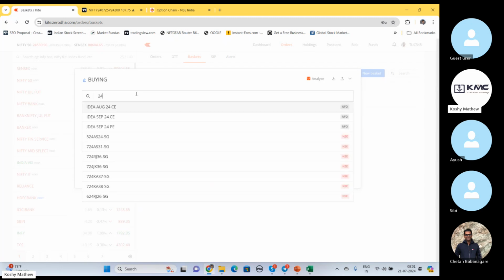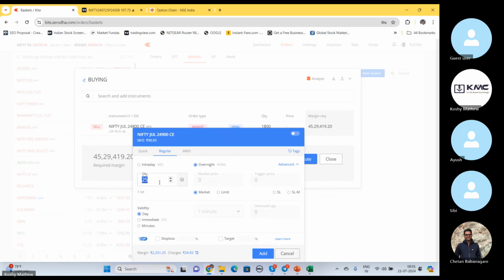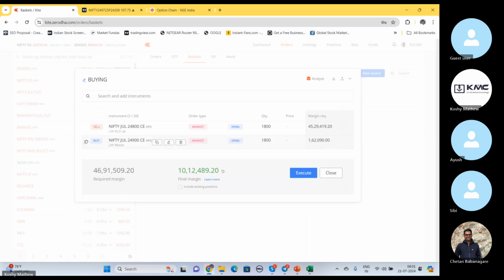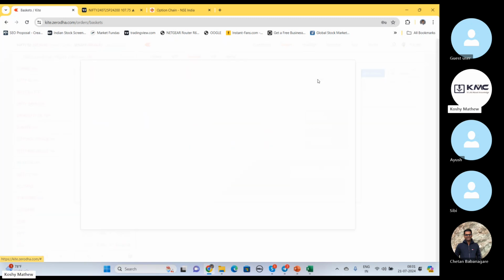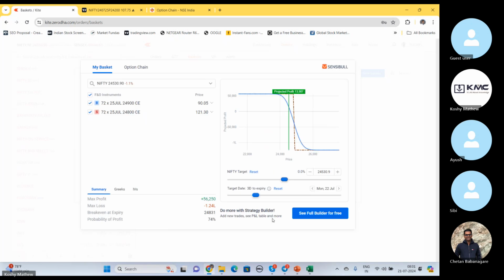And 24,900, I will hedge it. Market is at 550. I'm buying the 800 call. Let's analyze this. There is a 74% probability of me winning. How much profit will I make? 56,000. Maximum loss is minus 1.24 lakhs. I bought far out of the money.